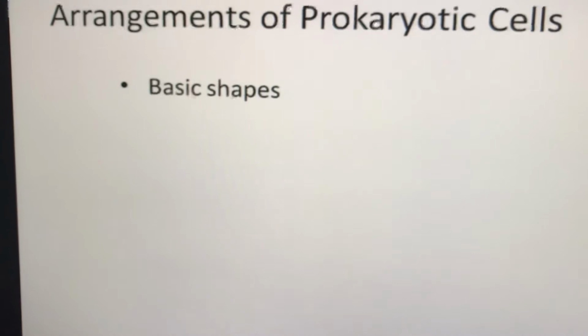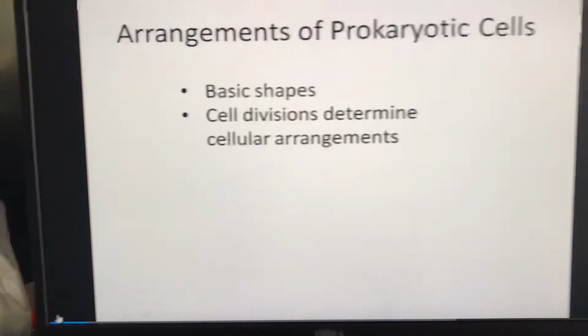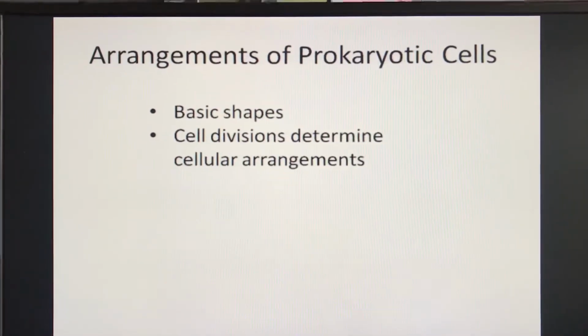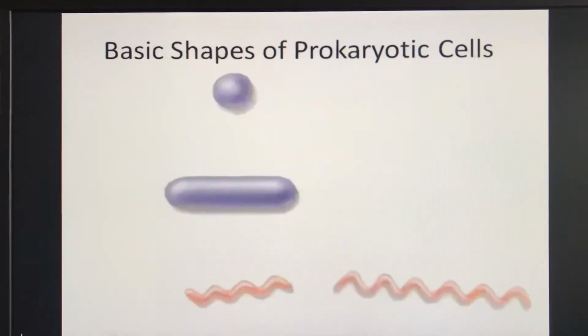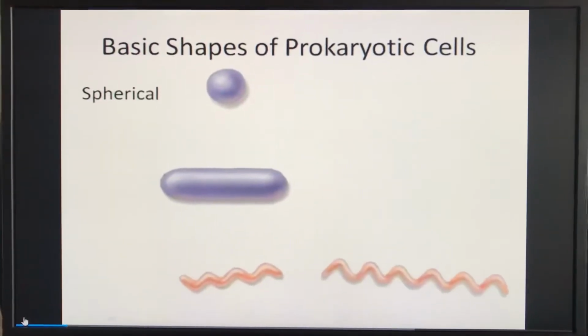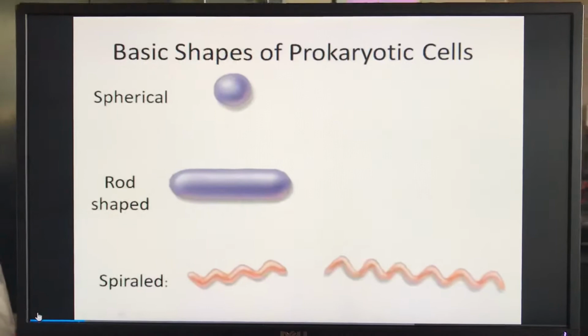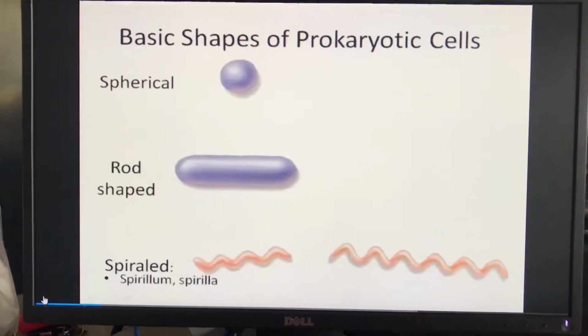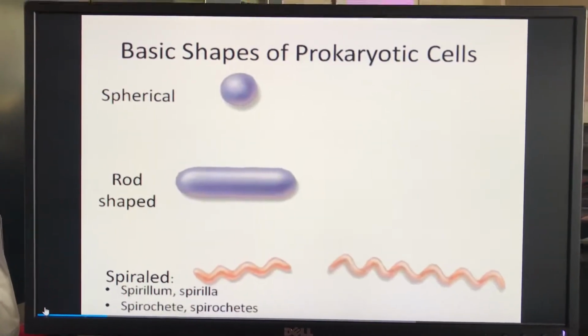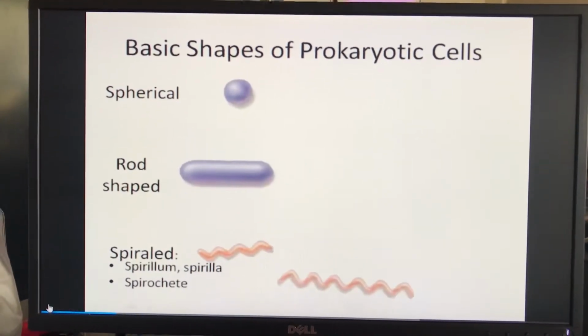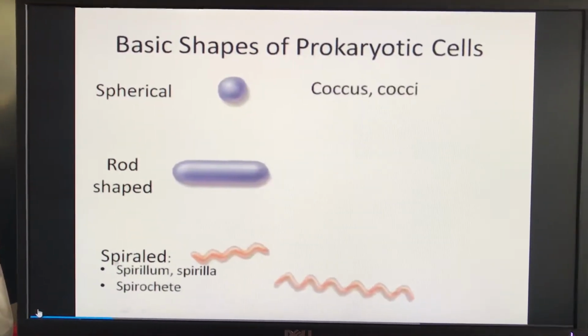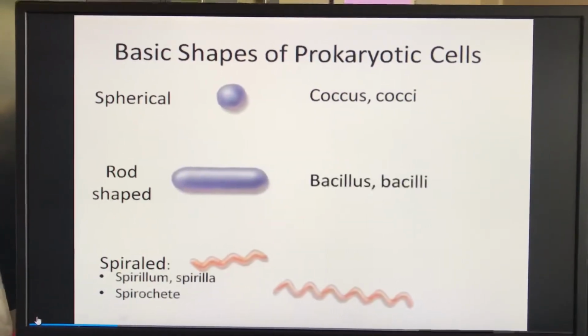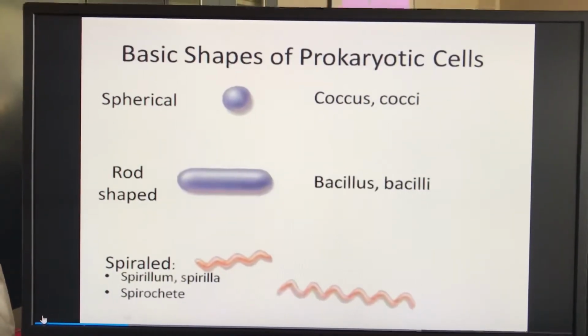I will look at some of the basic shapes of prokaryotic cells and consider how patterns of cell division determine cellular arrangements. Most prokaryotic cells are spherical, rod-shaped, or spiraled. Spiral cells can be either stiff, spirilla, or flexible, spirochetes. The scientific names for these shapes are coccus, plural cocci, and bacillus, plural bacilli.